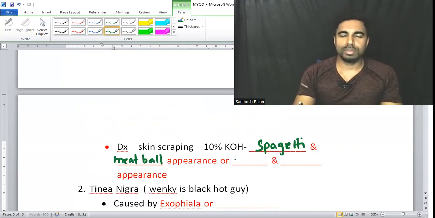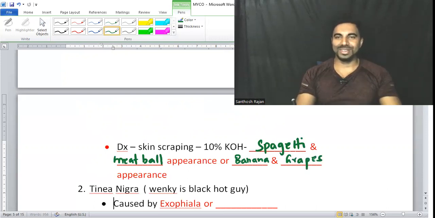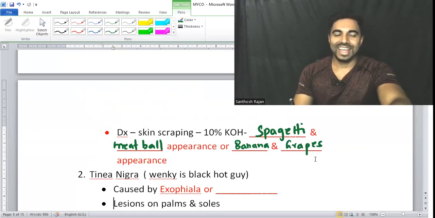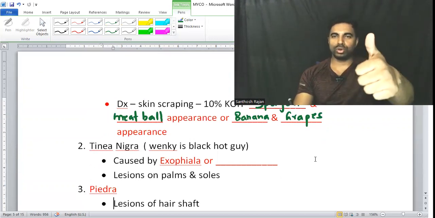Mala's favorite is pityriasis versicolor. Or it is also called banana and grapes appearance. Delicious, no? Delicious, right? I like this. That's what, a hypopigmented patch, a spaghetti, meatball, banana grapes. This is the question they'll ask, frequently asked. Okay. So first superficial infection is done.